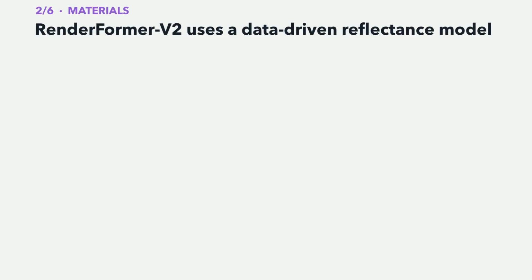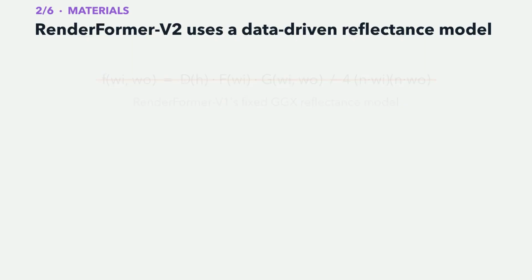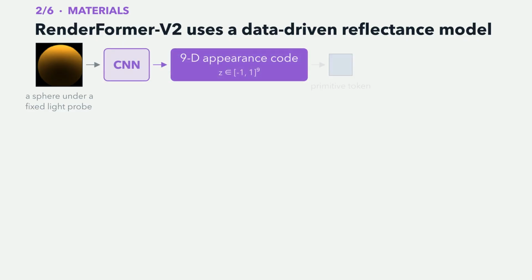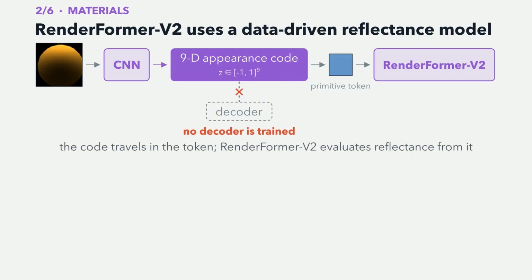Second, materials. V2 has no hard-coded reflectance model. Instead, appearance is embedded. We render a sphere under a fixed light probe, encode it with a CNN into a 9-dimensional code, and add that code straight into the primitive token. The code is never explicitly decoded. RenderFormer v2 learns to evaluate the reflectance directly from that code.